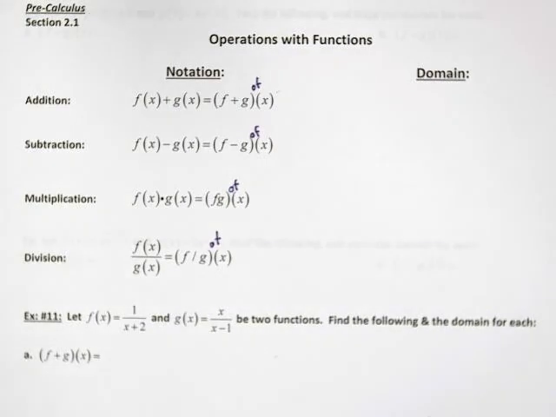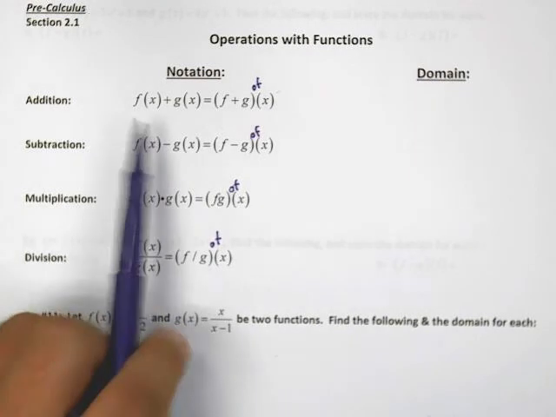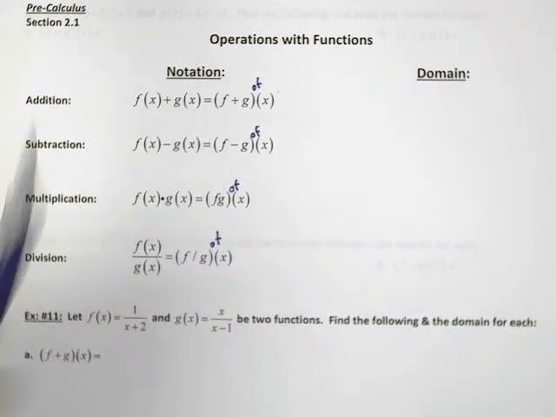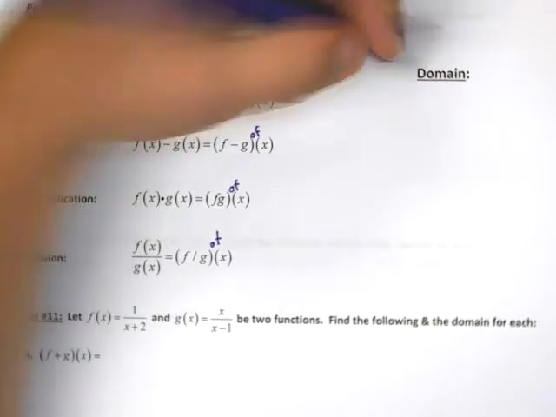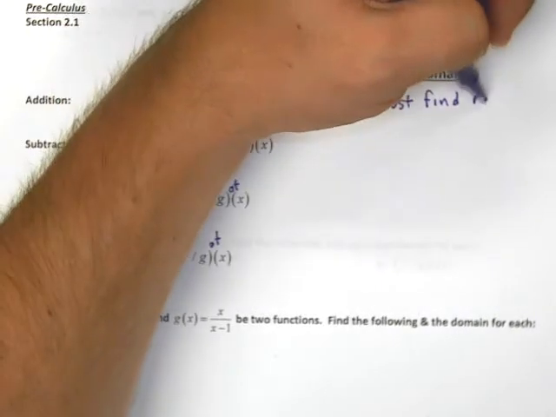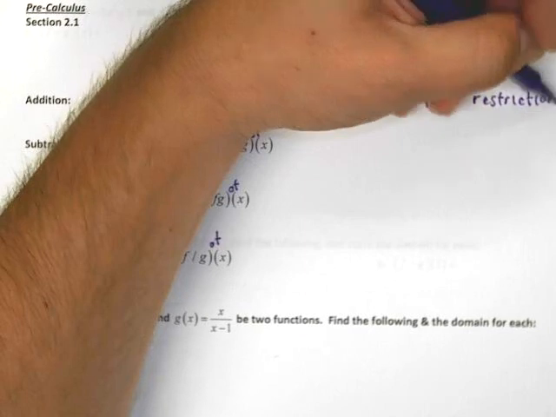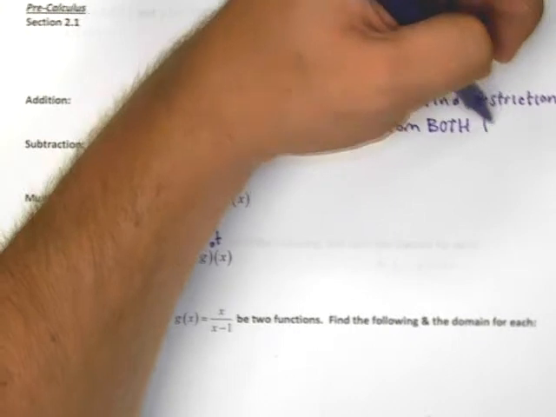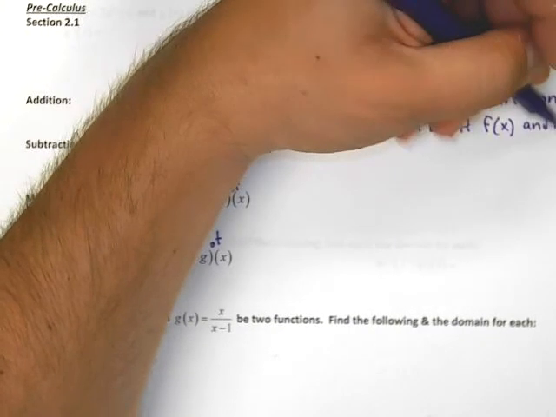So, what have we been concentrating on the last couple of days? Domain. What is important here? Well, do you think we care about the restrictions of f, the restrictions of g? It's actually both, okay? We must find restrictions from both f of x and g of x.